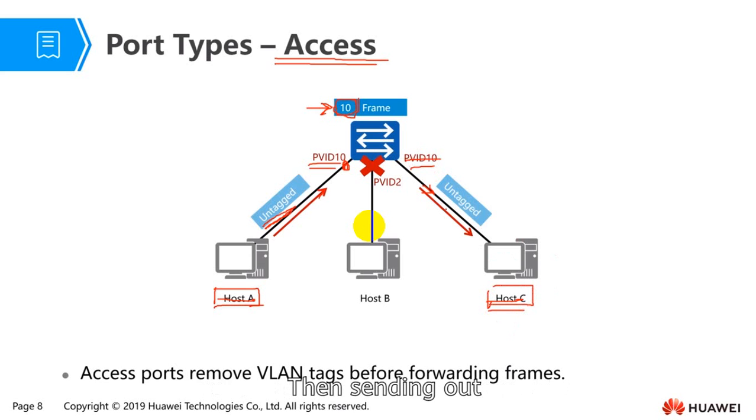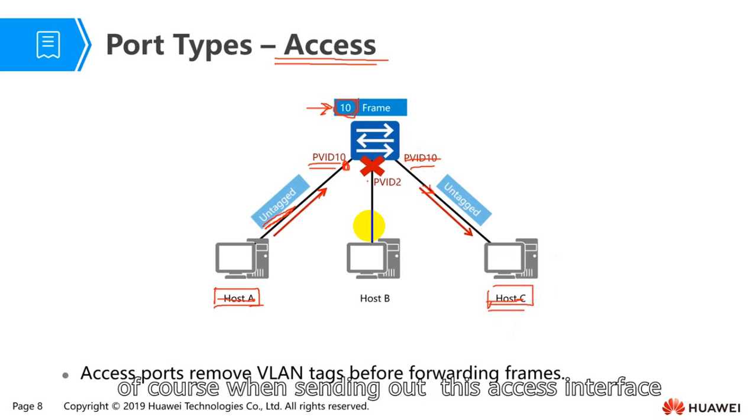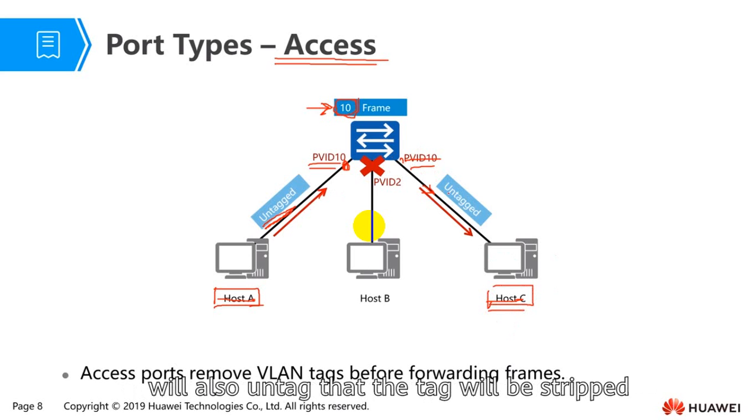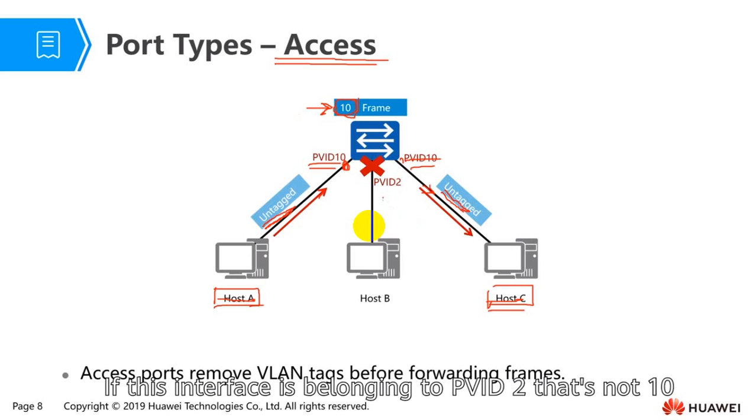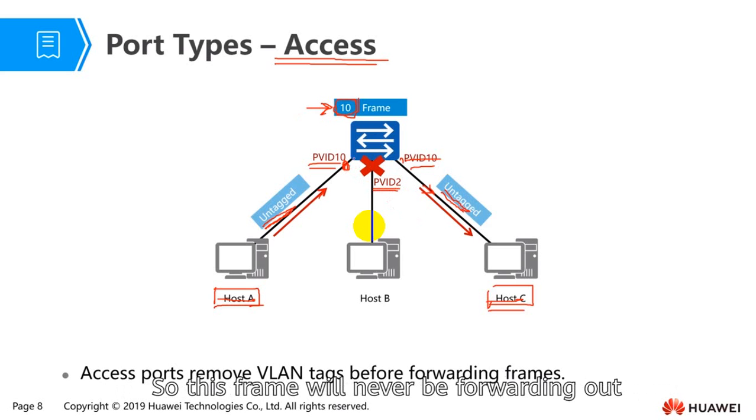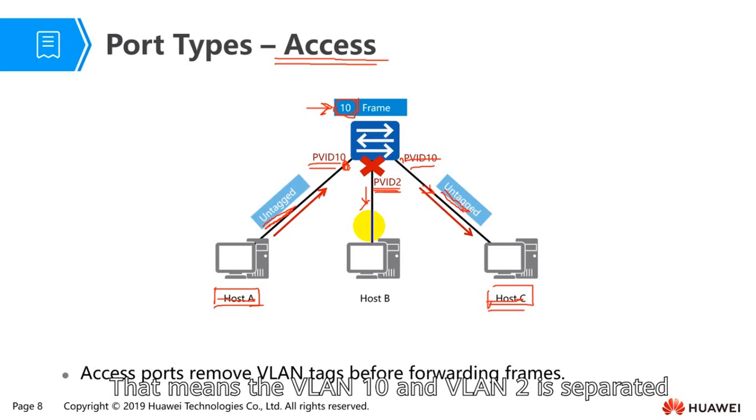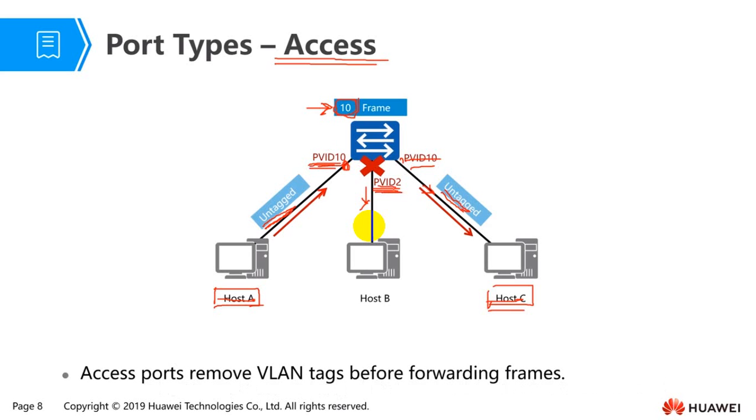Okay, then sending out. Of course, when sending out, this access interface will send it untagged. The tag will be stripped and then sent out. And if this interface belongs to PVID 2, not 10, this frame will never be forwarded out an interface belonging to other VLANs. That means VLAN 10 and VLAN 2 are separated, okay?